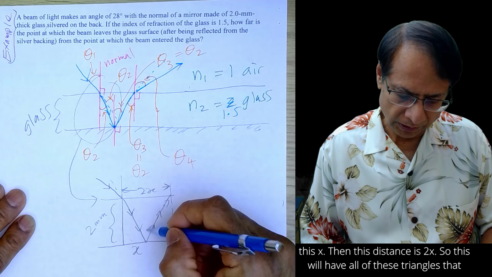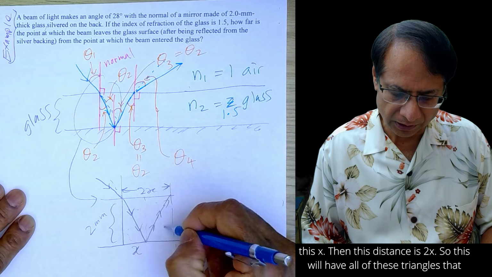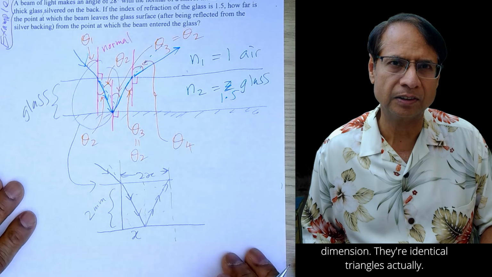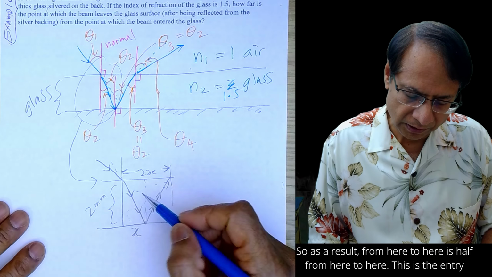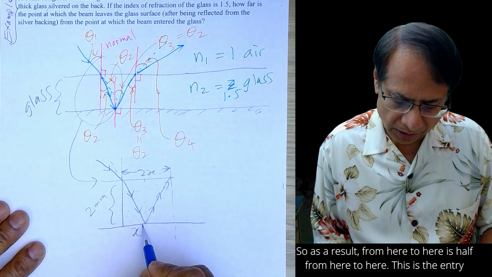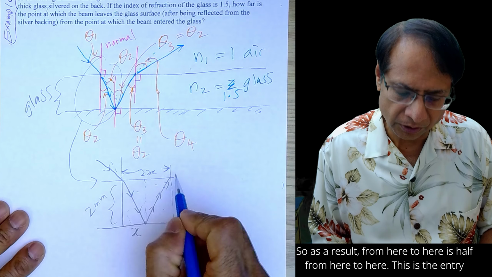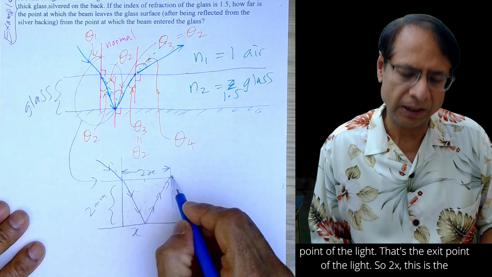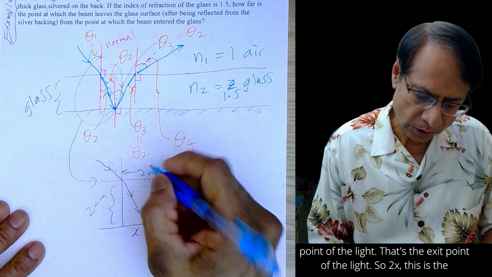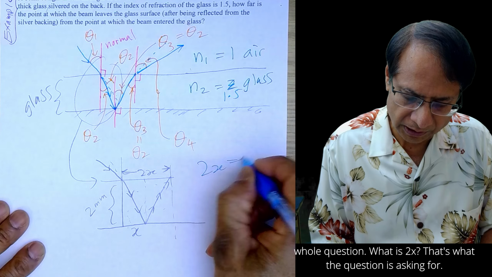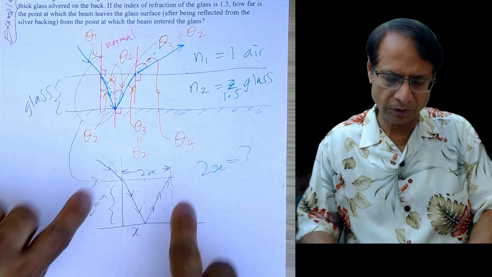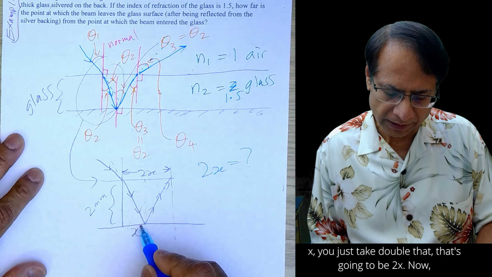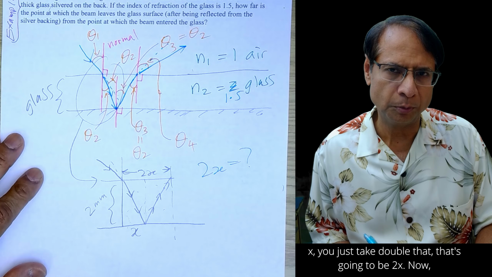Okay, so all of these triangles are similar triangles, and also the same dimension. They're identical triangles actually. So as a result, from here to here is half from here to here. This is the entry point of the light. That's the exit point of the light. So 2x. This is the whole question. What is 2x? That's what the question is asking for, the separation between the entry and the exit point. And if you can solve for x, you just take double that. That's going to be 2x.